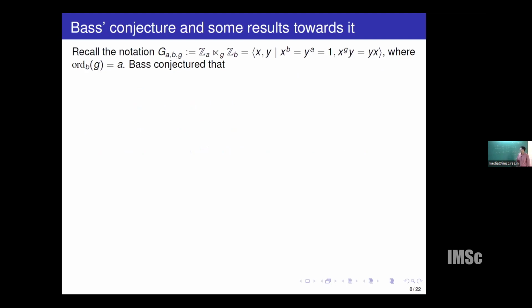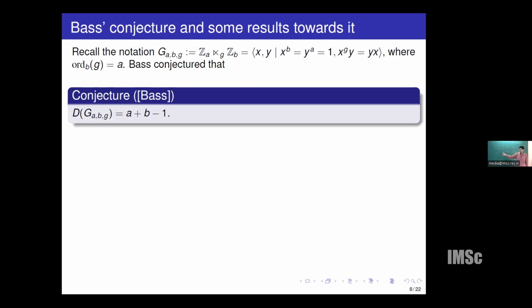And then he conjectured that for a general metacyclic group, as long as this injection holds, the Davenport's constant would be a plus b minus 1. And he also predicted something for Gauss constant, which we are not getting into.